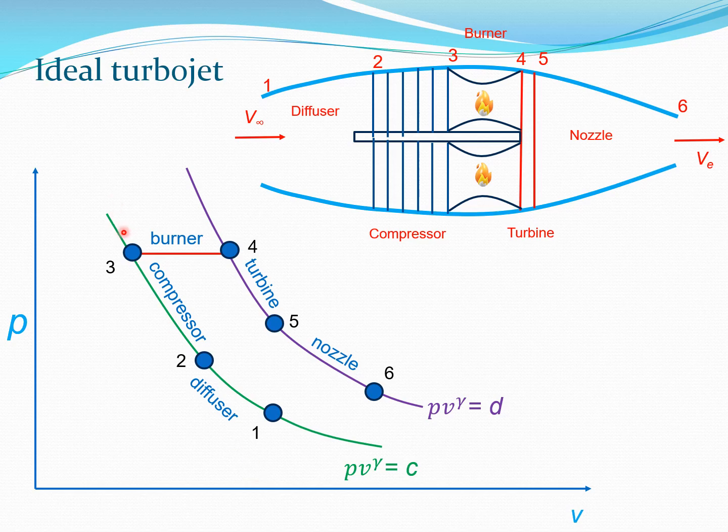Now these curves here which I have given in green and purple, they essentially show isentropic processes. So remember that these are frictionless processes, as well as they are processes which have no heat transfer taking place. And then here of course you have the constant pressure part of the burning taking place. So that's essentially the ideal turbojet diagram which you need to keep in mind.